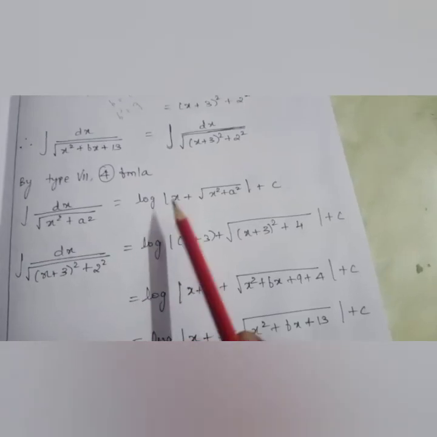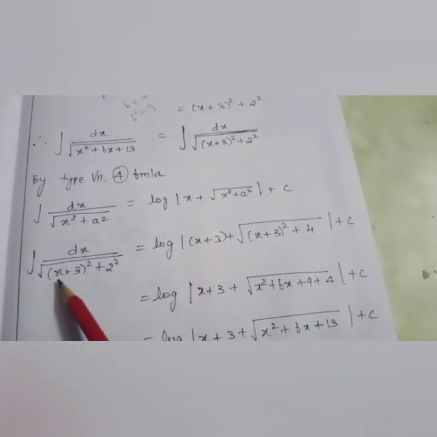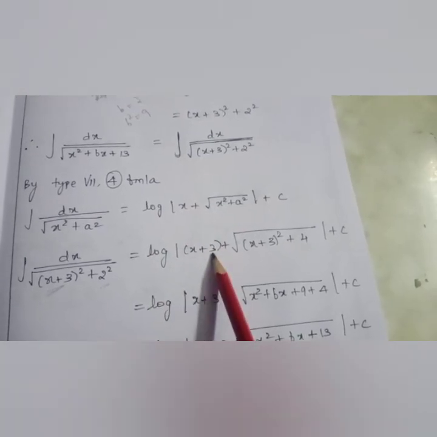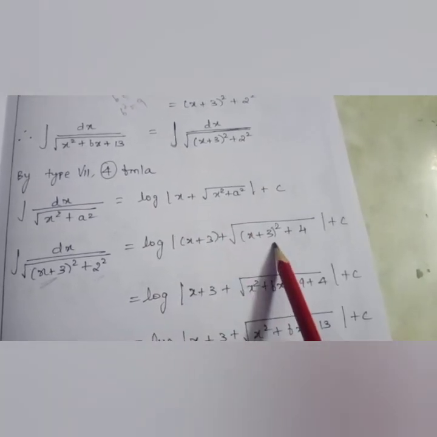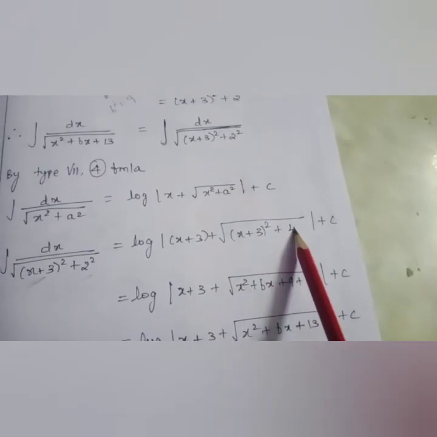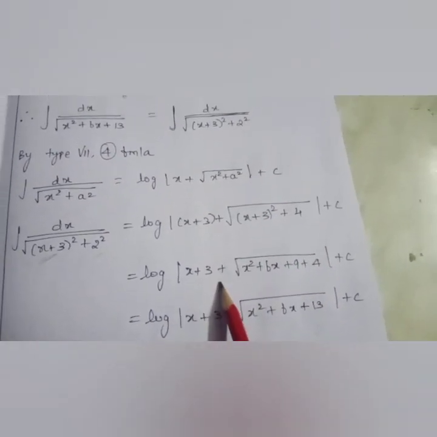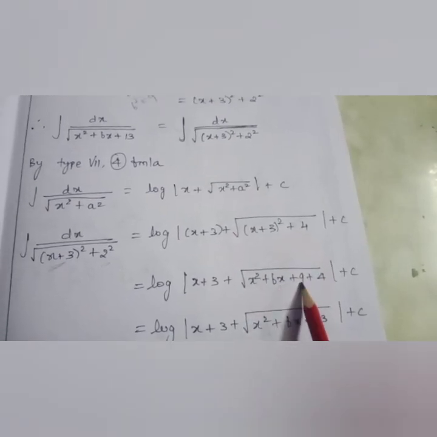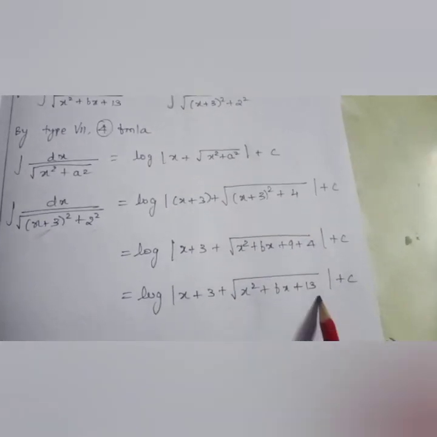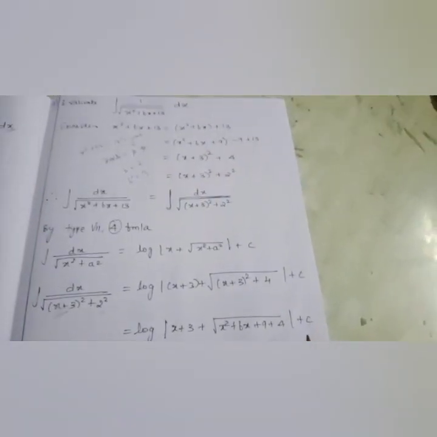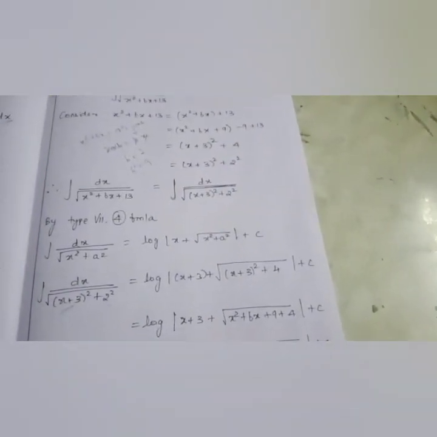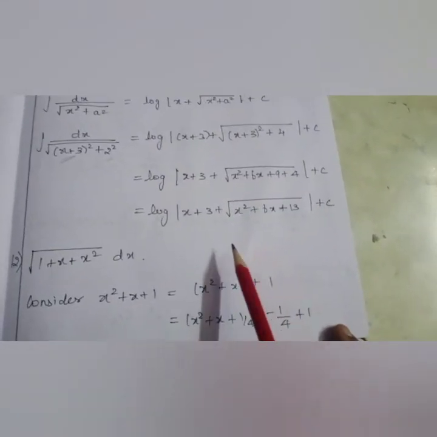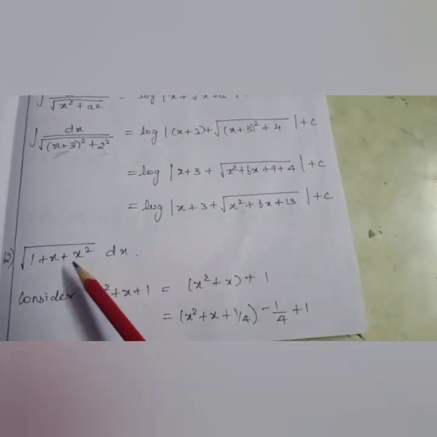Now my question is integral dx divided by root of x plus 3 the whole square plus 2 square. I will substitute in the formula: log, my x is x plus 3 and a is 2. So log, in the place of x, I will substitute x plus 3. Again, x square means x plus 3 the whole square, plus a square is 2 square, that is 4. Again, x plus 3, and what is x plus 3 the whole square plus 4? That is x square plus 6x plus 9 plus 4, that is x square plus 6x plus 13, plus c. So, we have got the answer. Similarly, the next 10th and 11th sums also, you can do easily with the help of the example sums. So, we will move on to the 12th sum now.